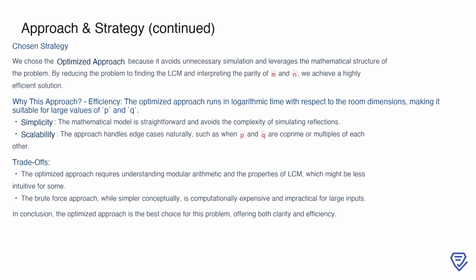This method is particularly advantageous for large values of p and q, as it operates in logarithmic time relative to the room dimensions. Additionally, the optimized approach is conceptually elegant, eliminating the need for iterative simulation and handling edge cases, such as when p and q are multiples of each other, with ease.